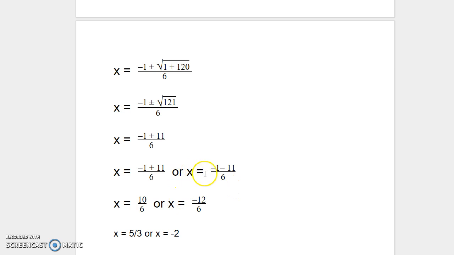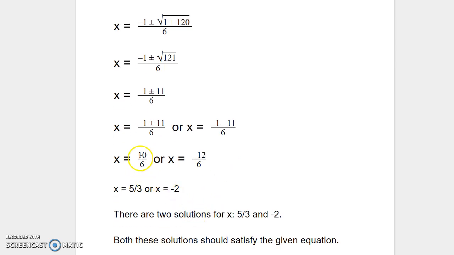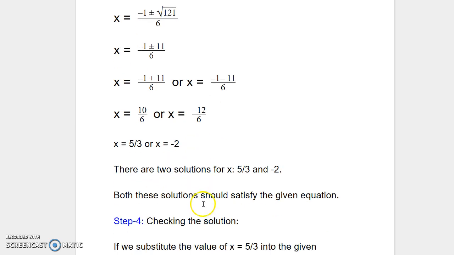On the other side, we have x equals negative 1 minus 11 over 6. That simplifies to negative 12 over 6. So therefore, when we simplify 10 over 6, 10 and 6 are multiples of 2. So 2 times 5 is 10, and 2 times 3 is 6. So in its simplest form, 10 over 6 simplifies to 5 over 3, or x equals negative 12 over 6, and 12 is a multiple of 6, so x equals negative 2. So the two solutions we have are x equals 5 over 3 and x equals negative 2.